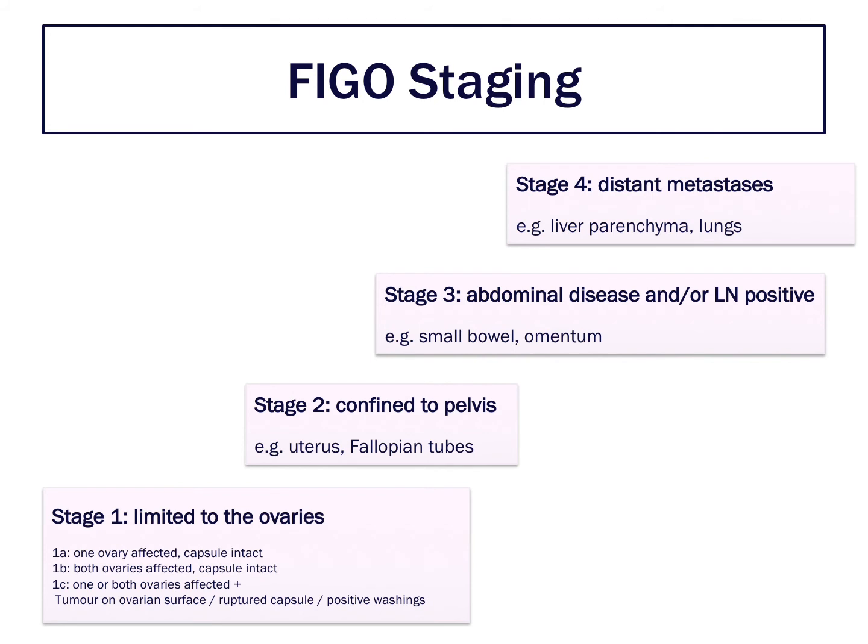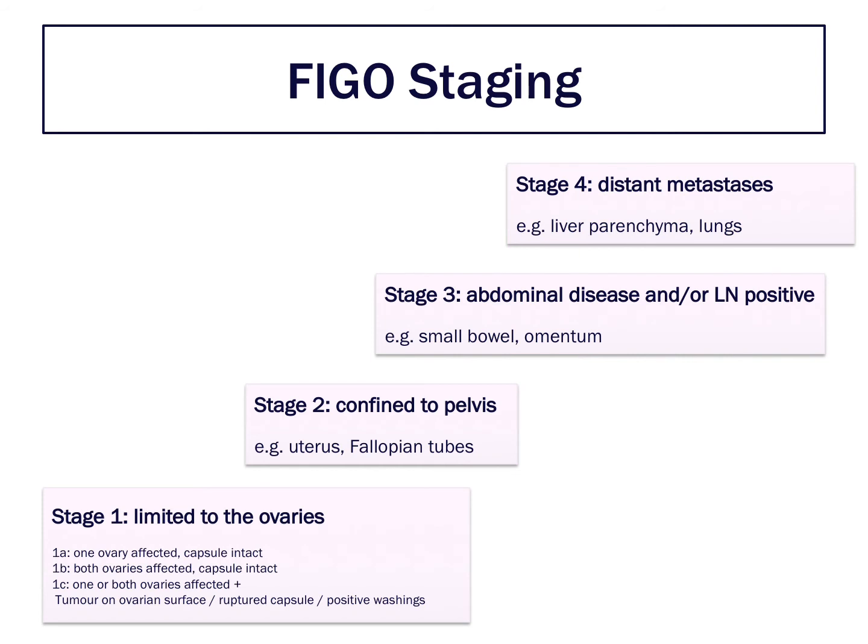We follow the FIGO staging, and there are 4 stages in ovarian cancer. Stage 1, so the earliest stage, is when the tumour is still macroscopically confined to the ovaries, where 1A is with one ovary being affected and the capsule of the ovary still intact. In 1B, both ovaries are affected, but the capsule is still intact. And in stage 1C, either one or both ovaries are affected, but either there's tumour on the ovarian surface, there's a ruptured capsule, or there are positive washings. So there are malignant cells found in the ascites or the peritoneal fluid.